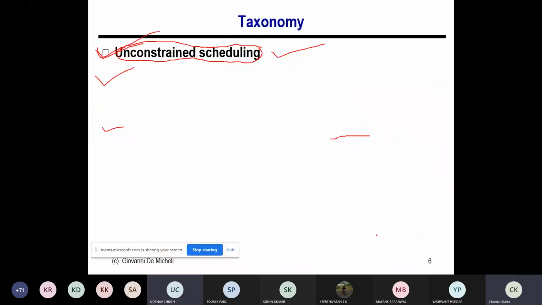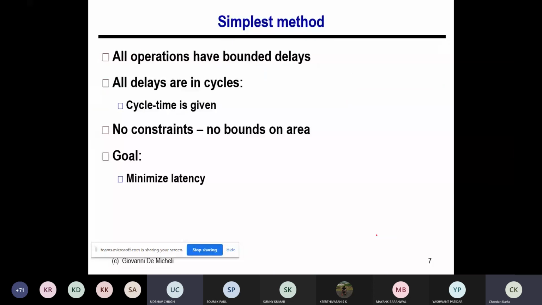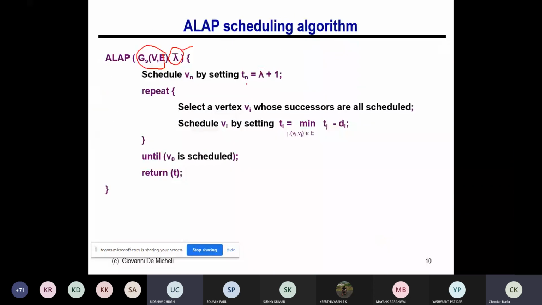Okay. So if you look into the algorithm, so yeah, please. So from a practical point of view, when will we ever need to use ALAP? It has a lot of use. I'm going to tell you in a minute.